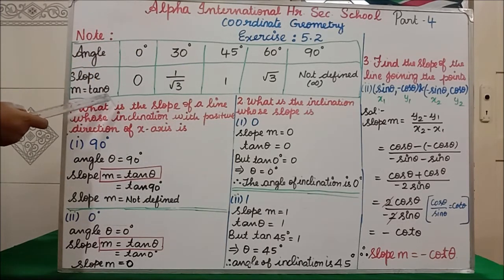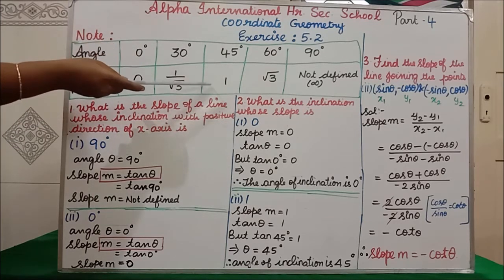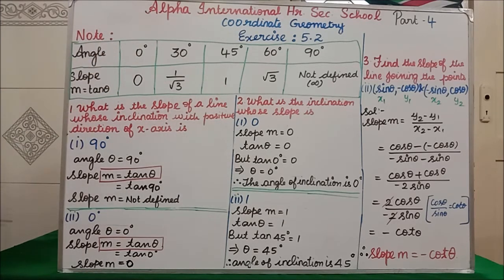Similarly, in the place of theta, if you are writing 45 degree, you will get the answer as 1. If you substitute 60 degree, it is √3. If you substitute 90 degree, it is not defined. Not defined means infinity. Uncountable, it goes on. Infinity means it goes on. Clear? We will see the first question.